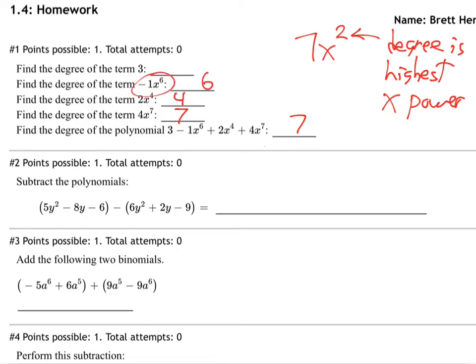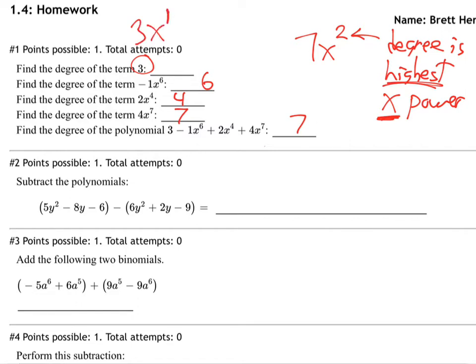Now, the last one's a trick. 0. Okay, now careful. Highest x power. Now you think, well, there's no x at all there. 0. Right.